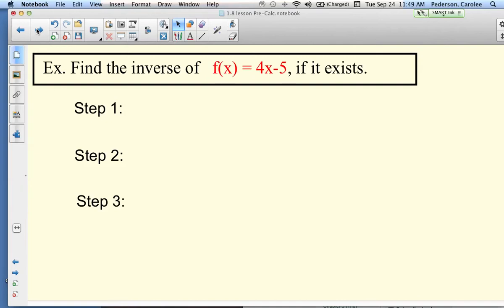So we'll assume we've gone out and graphed this function. We've shown that this is 1-to-1. What it actually is, it's a straight line. It has a slope of 4 and a y-intercept of -5. So step 1 is to replace the f of x notation with the letter y.